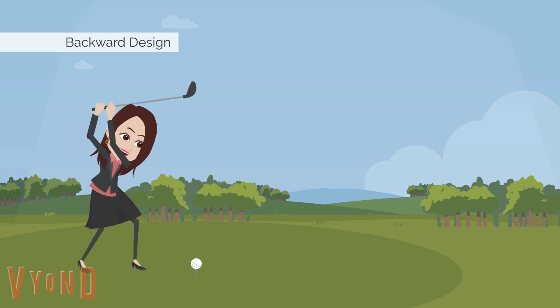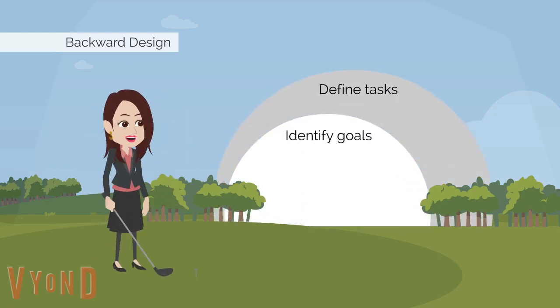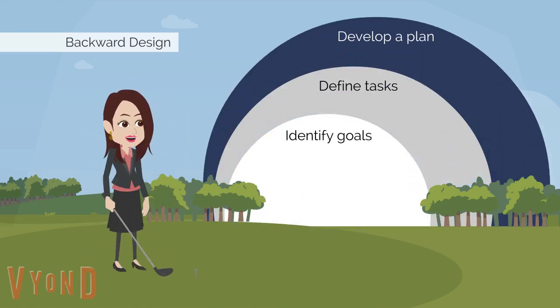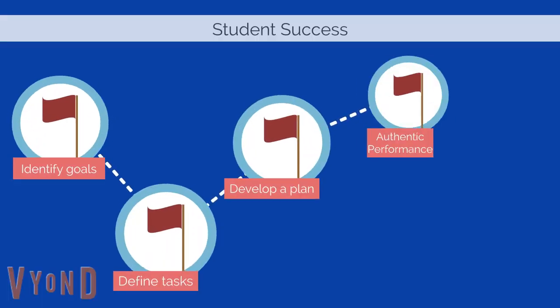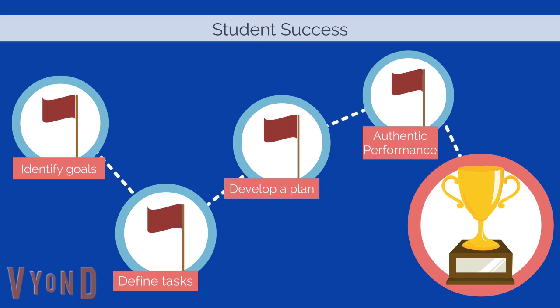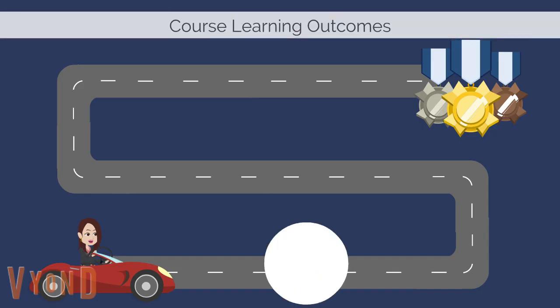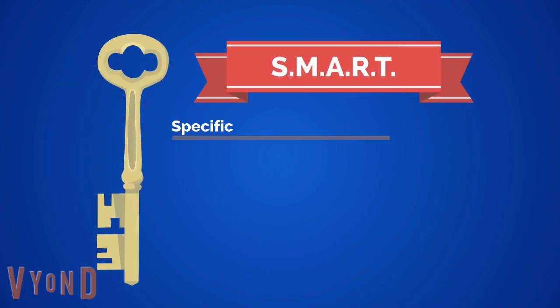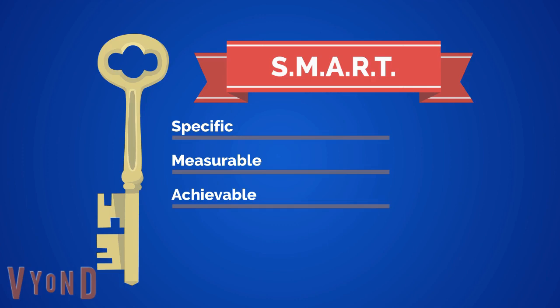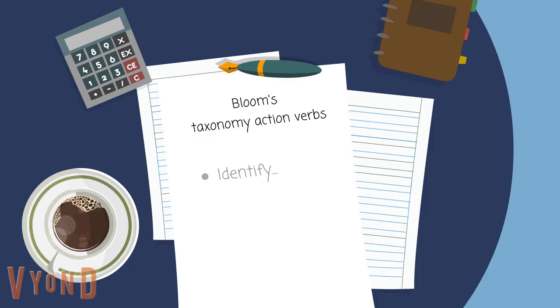Using backward design inherently dictates a cohesive and scaffolding learning sequence and positions students for success in attaining the learning goals. It also naturally eliminates any extraneous activities or materials by focusing on a final outcome. With that in mind, we created the following course learning outcomes using SMART goals: specific, measurable, achievable, relevant, and time-bound, and defined them using Bloom's taxonomy action verbs.